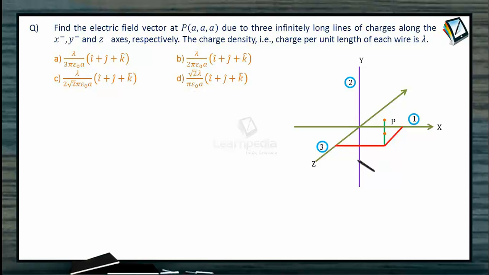Here the question is, find the electric field vector at P, (a, a, a), due to three infinitely long lines of charge along the x, y and z axis respectively. The charge density, the charge per unit length of each wire, is lambda.